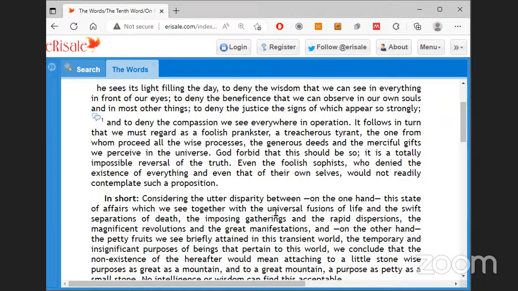So, the footnote. Do you want me to read about the justice, the signs of which appear so strongly? Okay, should I just read the footnote? You want me to read the sentence again?